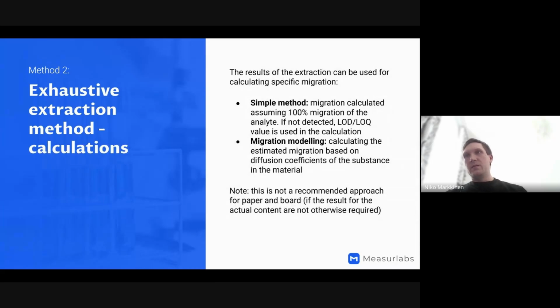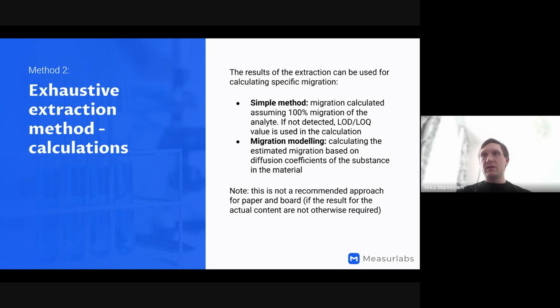And in some cases, you might have a limit based on the regulation or from the customer that you have to comply with certain level for content and certain level for migration. And in case the detection limit is low enough, and the residual amount is low enough for the content, you can essentially do migration modeling where you assume 100% of the analyte migrates. And if that is still within the specific migration limit, you don't have to do a specific testing because there's no scenario where it could be exceeded. And so this is a kind of simple method.